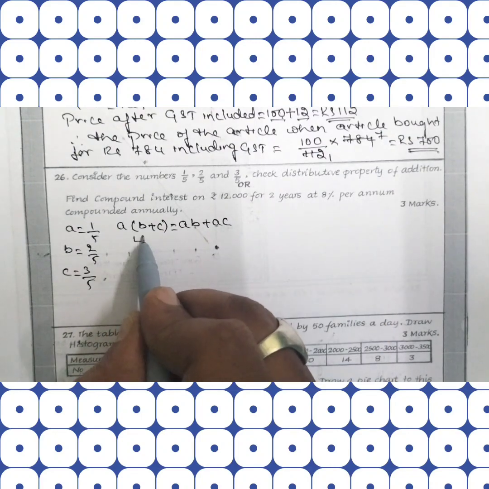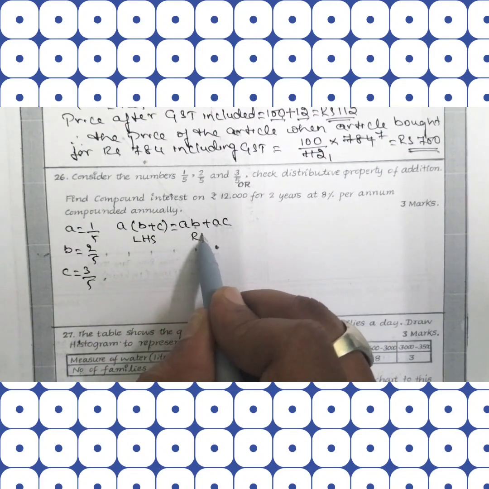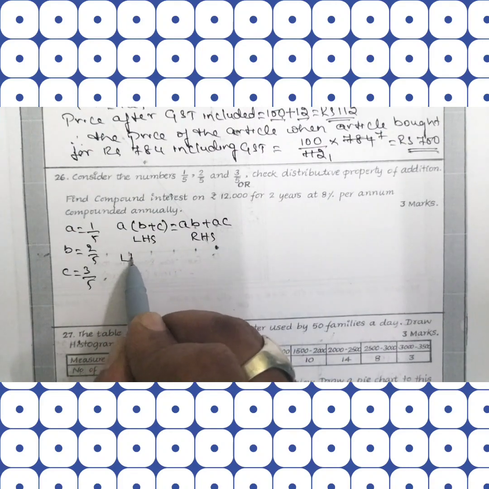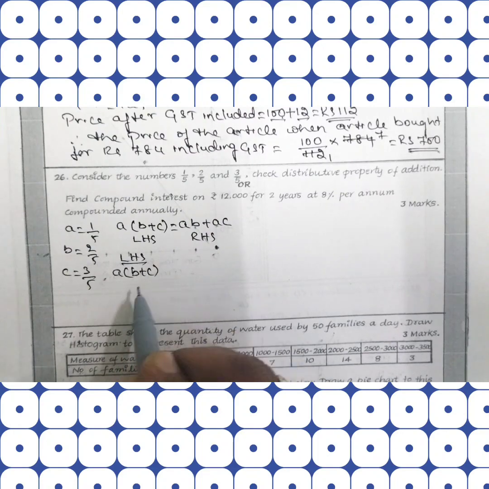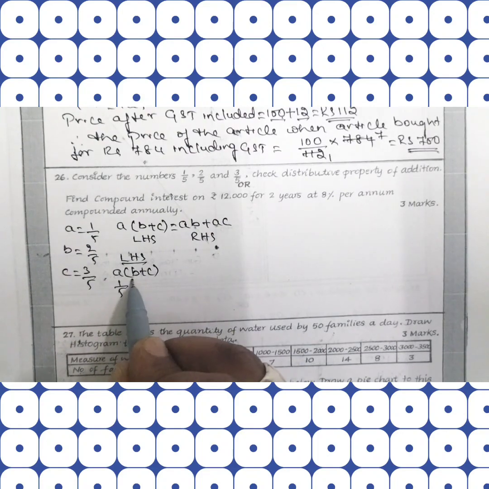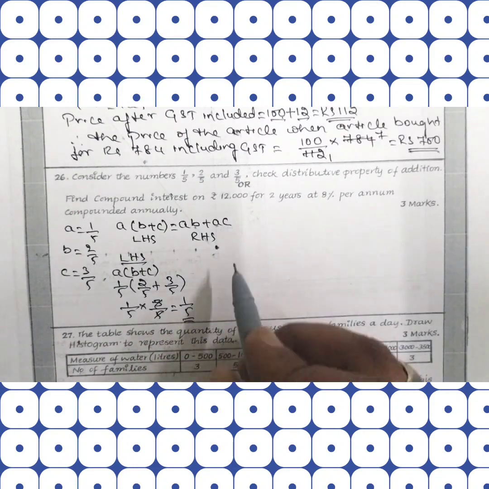So first let us take this as LHS and this as RHS. So taking LHS, what is there? A into (B plus C). A is 1 by 5 into B which is 2 by 5 plus 3 by 5. So 1 by 5 into, both the denominators are same, add the numerators, it will be 5 by 5. 5 cancels, LHS is equal to 1 by 5.